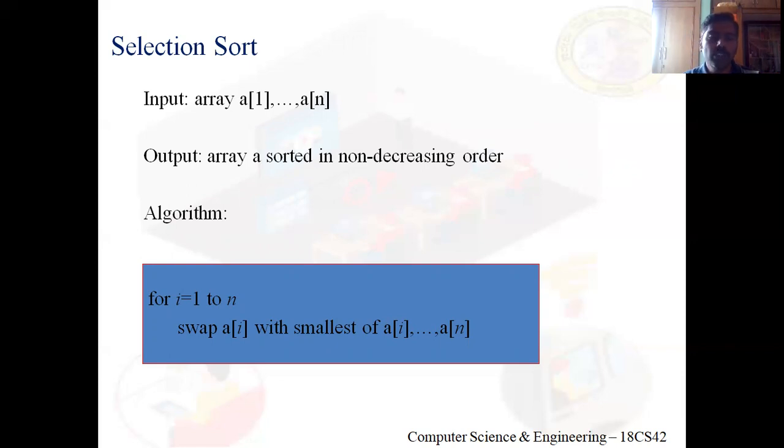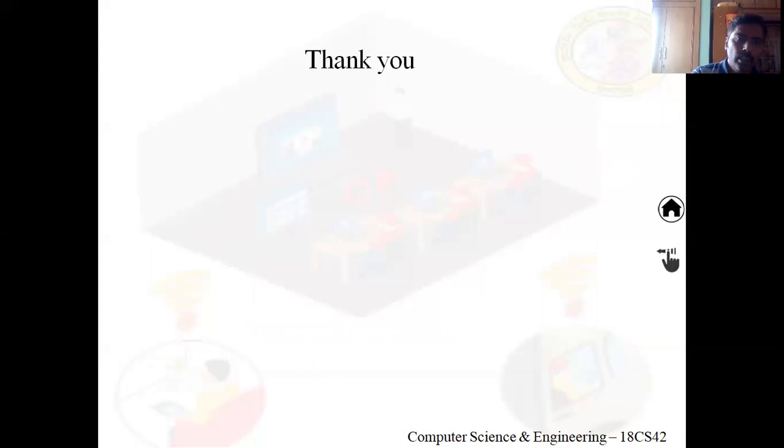Next, we need to determine the second least element from the remaining n minus 1 numbers, and we need to swap that second least element into the second position. Similarly, we need to find the third least from the third to the last number, and swap it with the third index. And this is our selection sort. So this is about today's session. Got it. So I repeat, in this session, what are the things we have discussed?